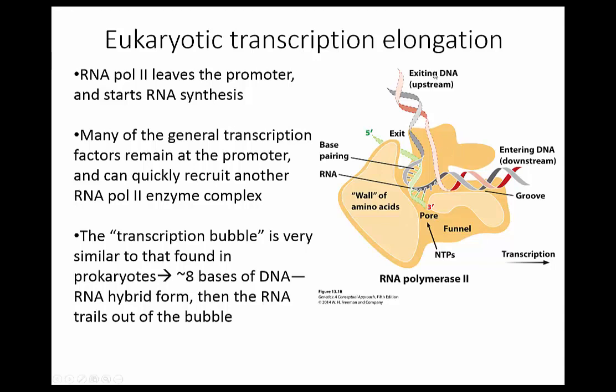The transcription bubble is shown here. So here's the double-stranded DNA on either side, and here it is now opened up and used as a template to make the RNA. And this is very similar. There's about 8 bases of the RNA that base pair with the DNA, and the DNA then provides the template for making RNA. Once that RNA gets long enough, it begins to trail out of that transcription bubble, and the transcription bubble will then move along the DNA down the gene.